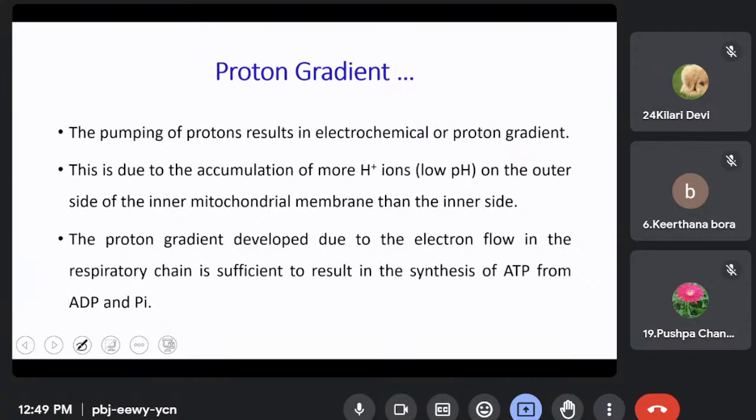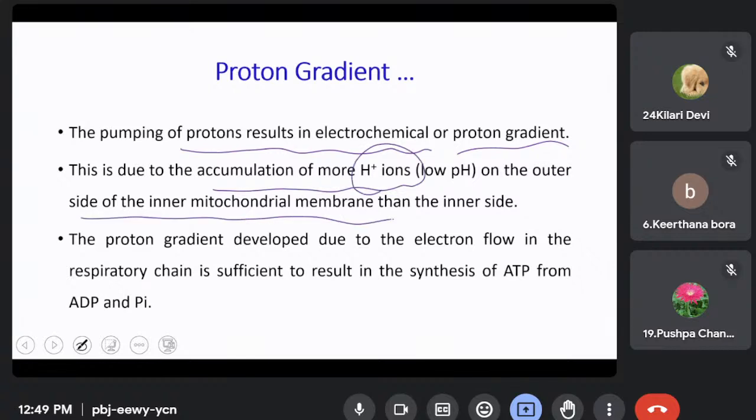How does it take place? The pumping of protons results in the electrochemical or proton gradient. That means more protons are outside the inner membrane and fewer inside, that means in the matrix. This is due to the accumulation of more positive protons on the outer side of the inner mitochondrial membrane than the inner side. So the proton gradient developed due to the electron flow in the respiratory chain is sufficient to result in the synthesis of ATP from ADP and Pi, according to Peter Mitchell.